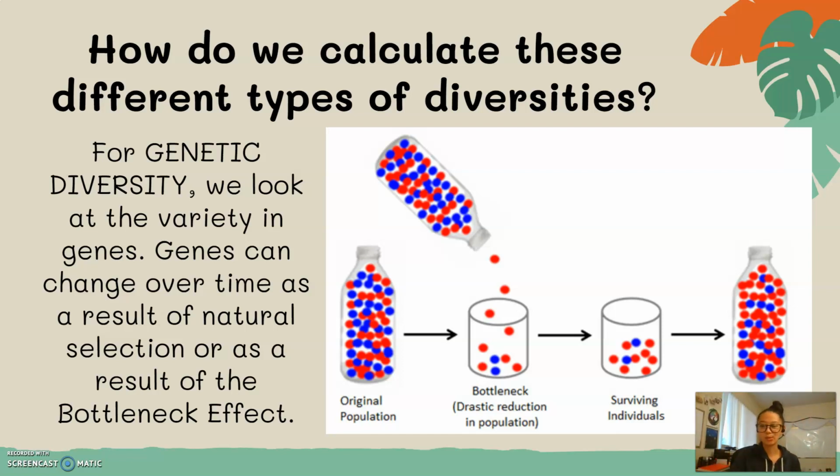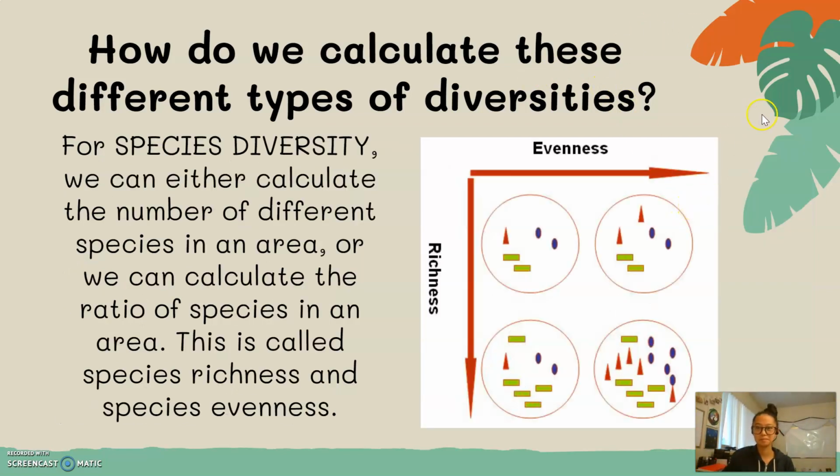And this is what happens. These are the surviving individuals that are left. You see a lot of red dots and fewer blue dots. So what ends up happening, the overall population changes to have more red dots than the original population because of this huge event, right? So this is something that is called the bottleneck effect and can change genetic diversity very quickly.